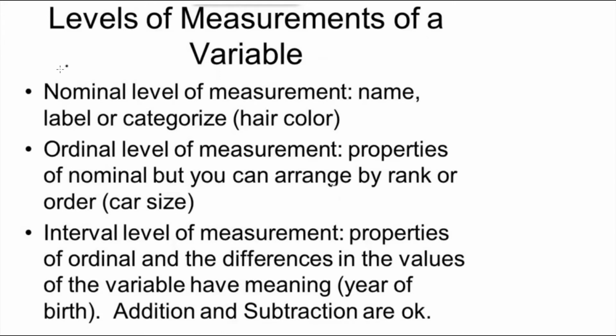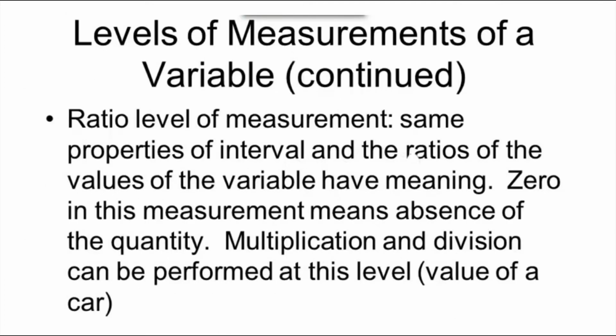Now, levels of measurement of a variable. Nominal level of measurement: name, label, and categorize, like hair color. Ordinal level of measurement: properties of nominal, but you can arrange by rank or order, like car size. Interval level of measurement: properties of ordinal, and the differences in the values of the variable have meaning. Year of birth, addition and subtraction are okay.